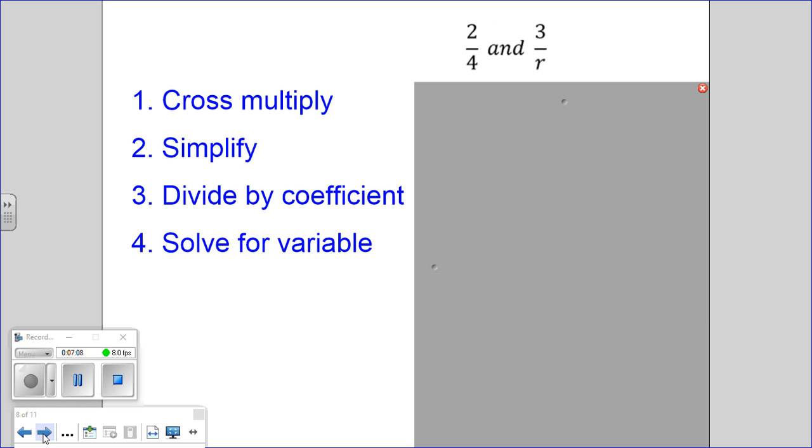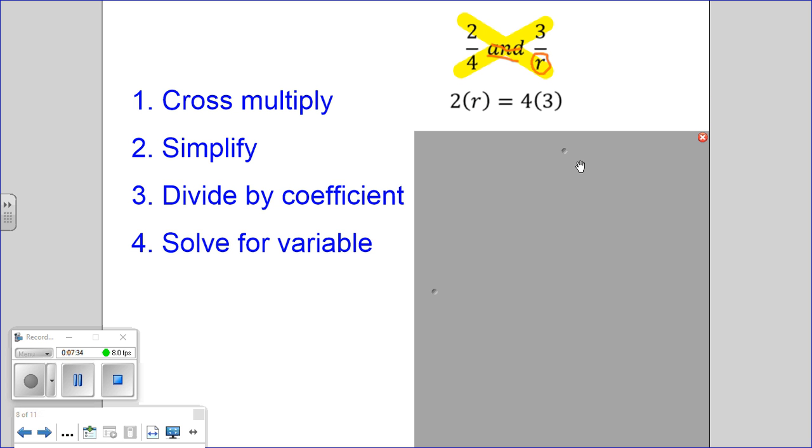In our next example, we have 2 over 4, and it is equal to 3 over r. So we're trying to solve for this missing value here, r. And the first thing we're going to do, once again, to solve for r is we're going to cross multiply and set up our equation. So we'll set up 3 times 4 equal to 2 times r.